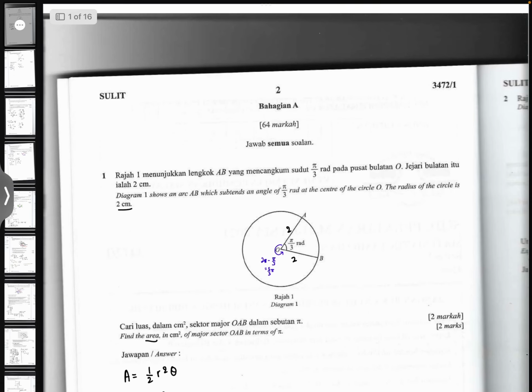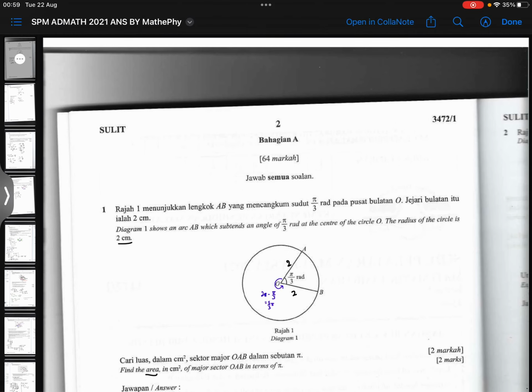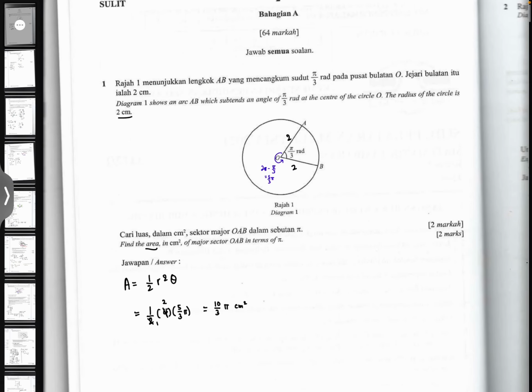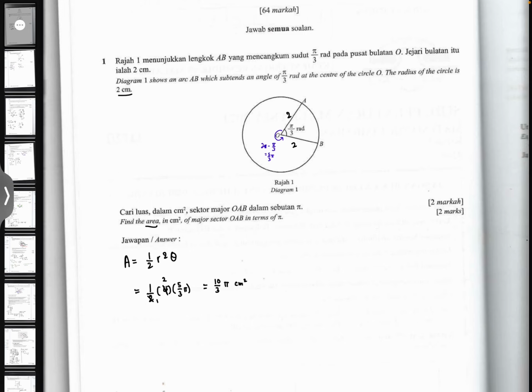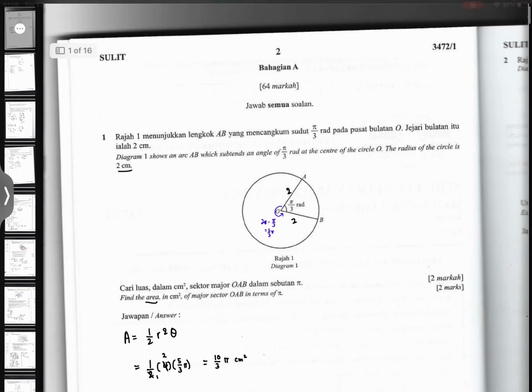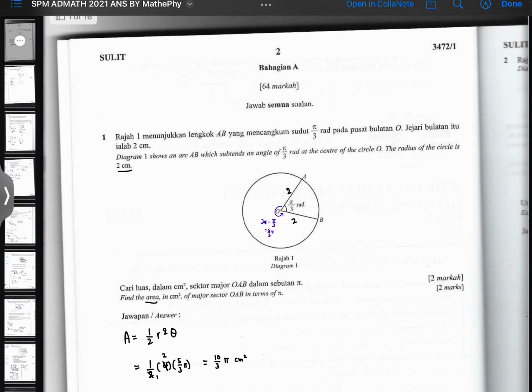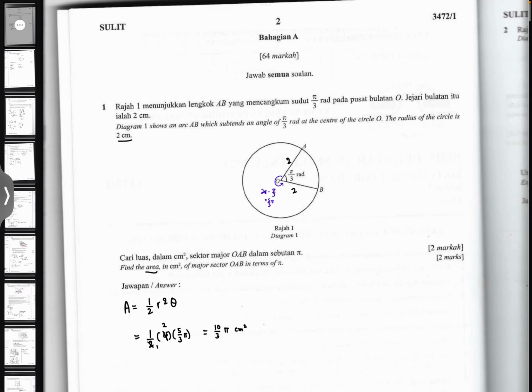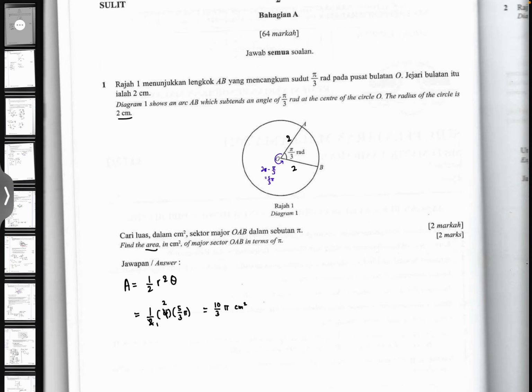So today we are going to discuss the SPM Additional Mathematics 2021. As you can see, this is my suggested answer. I have answered all of the questions for this Paper 1. The time allocated is 2 hours. And for your information, for Additional Mathematics 2021, they are implementing the new syllabus, which is under KSSM.